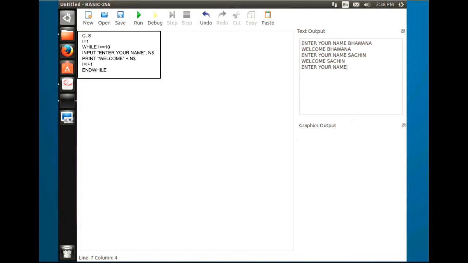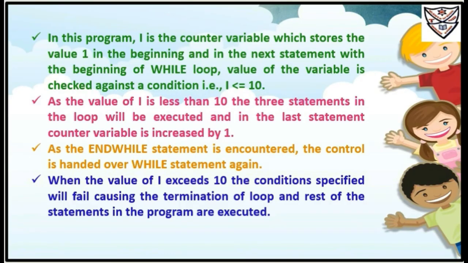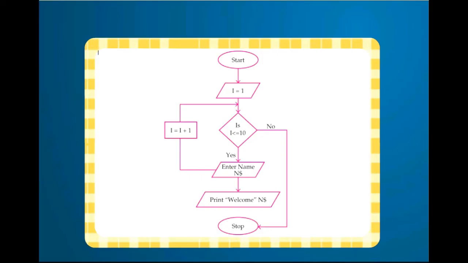In this program, I is the counter variable which stores the value 1 in the beginning, and in the next statement, with the beginning of the while loop, the value of the variable is checked against the condition, that is I less than or equal to 10. As the value of I is less than 10, the three statements in the loop will be executed. And in the last statement, the counter variable is incremented by 1. As the end while statement is encountered, the control is handed over to the while statement again. When the value of I exceeds 10, the condition specified will fail, causing the termination of the loop, and the rest of the statements in the program are executed.